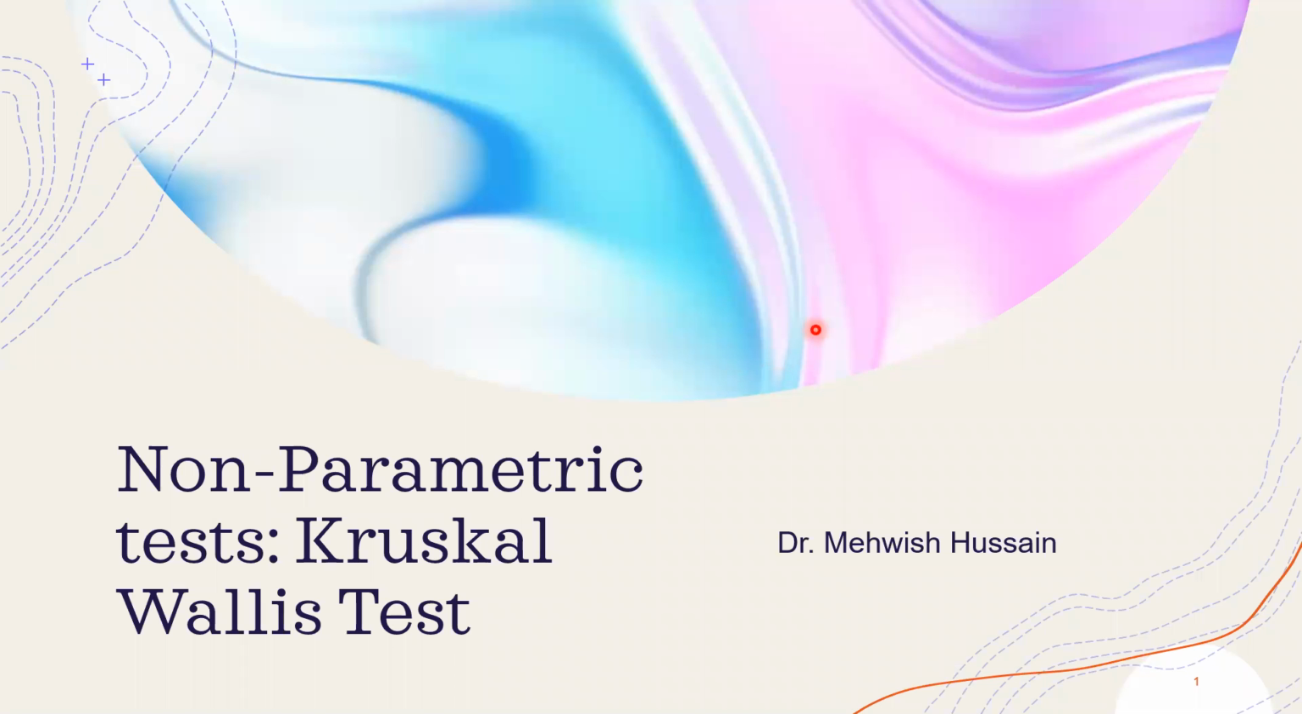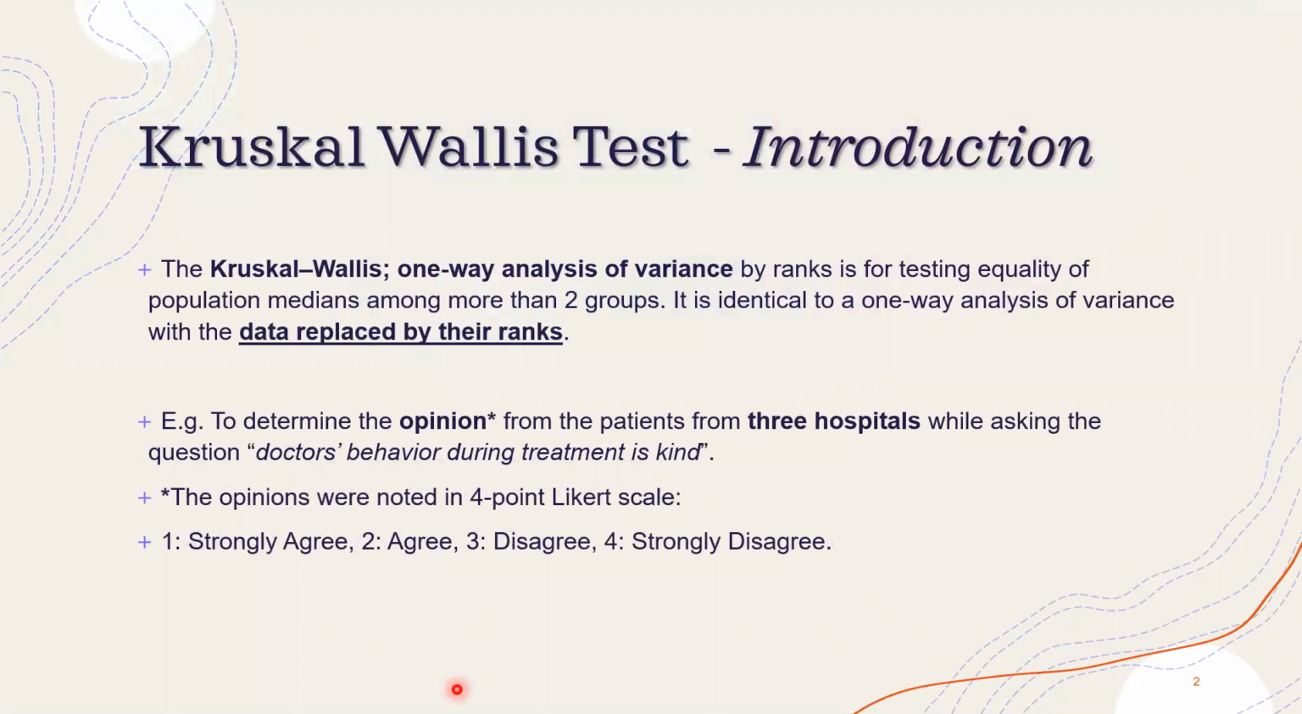In this video, we are going to discuss non-parametric tests with the scenario Kruskal Wallis test. The Kruskal Wallis test is nothing but the counterpart of one-way analysis of variance, in which we compare the mean. In the one-way analysis of variance, we compare the means of different groups. This time, we are working with comparing the population median among more than two groups.